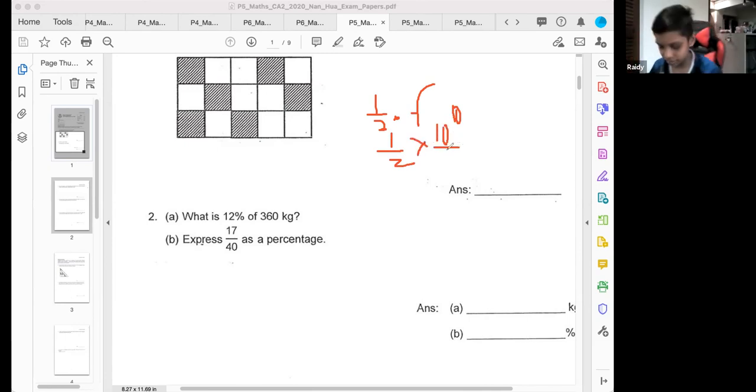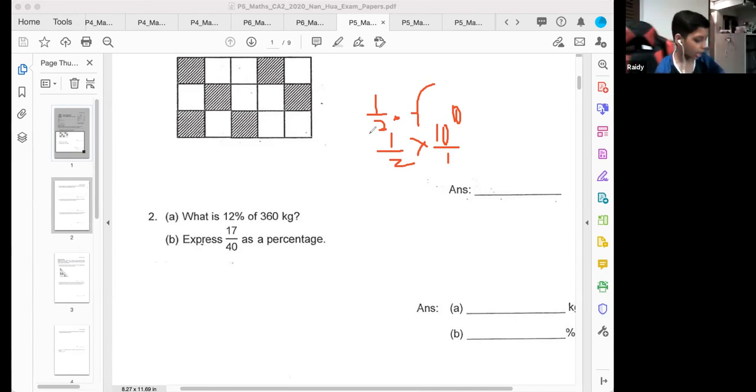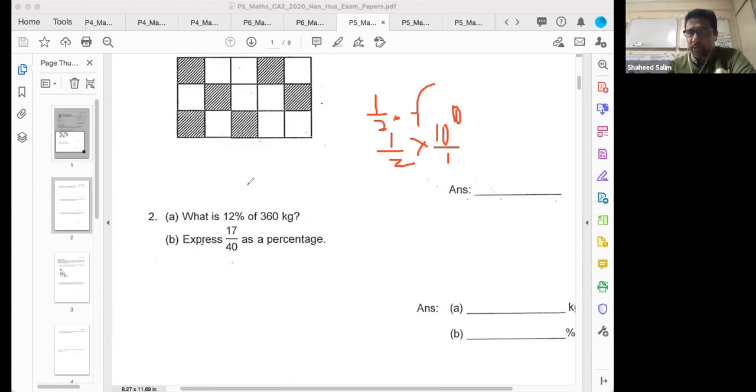I have an easy method. Okay, what's the method? I have 1 unit first. Then you find 1%. Down here now you can follow the same thing. Okay, so this is revision. That means you can't remember. 12%. Remember what I told you? What is percent is over 100. Of is times. So you times 360. That's it.